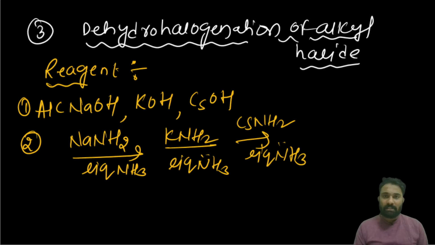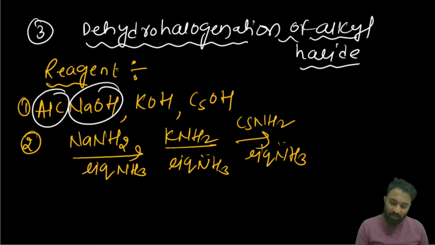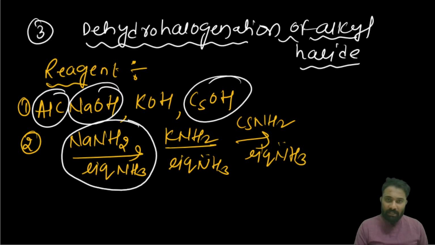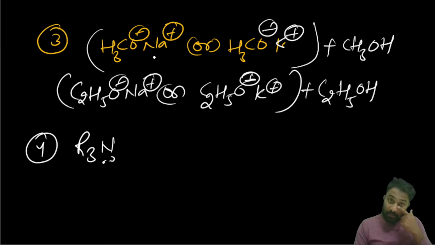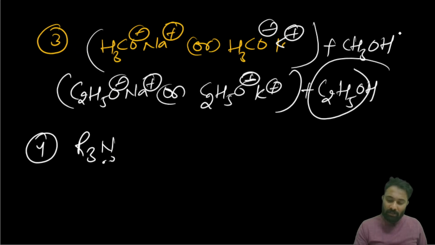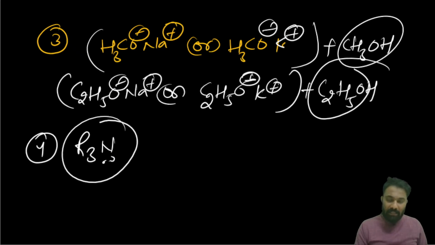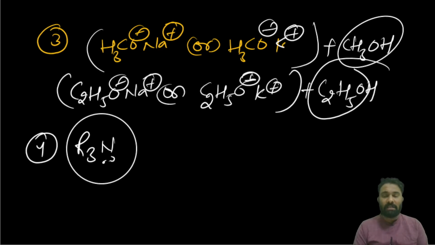Now here, what are the reagents that we are going to use in the elimination reaction, the dehydrohalogenation of alkyl halides? First, alcoholic KOH, alcoholic NaOH. Clear? Then the next type of reagents that we use: sodium amide in the presence of liquid ammonia. Then sodium methoxide and sodium ethoxide in the presence of methanol and ethanol, and 3-degree amide. These are some strong bases that we are going to use in our dehydrohalogenation reactions.